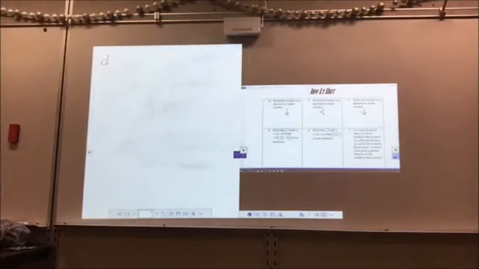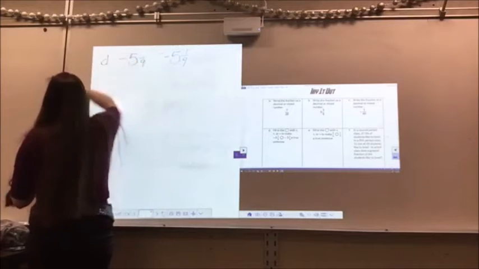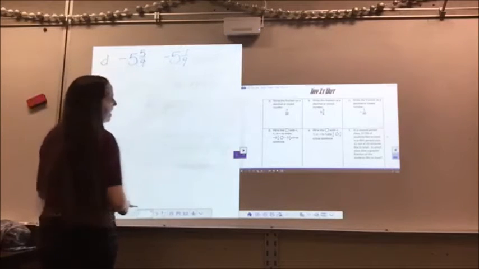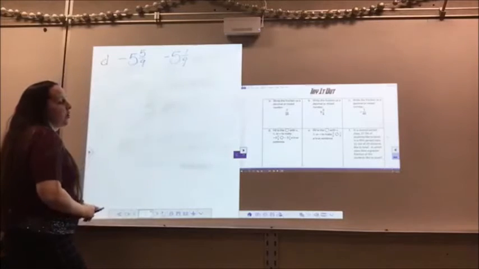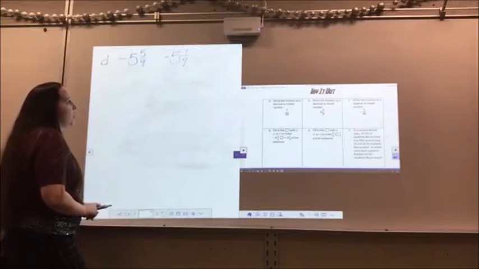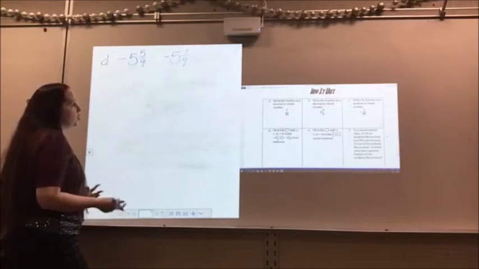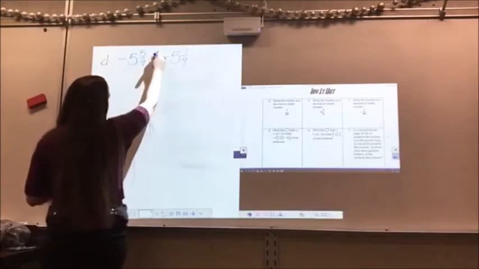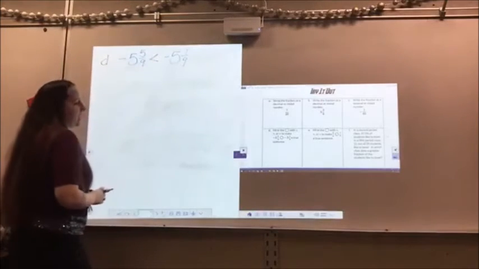Alright, for letter D, it says fill in the circle with less than, greater than, or equal to, to make -5 5/9 and -5 1/9 true. So looking at these, they both have a -5 out in front. They both have a denominator of 9. So I want to figure out which one is closer to 0. Well, 1 is closer than 5, so that means -5 1/9 has to be bigger.